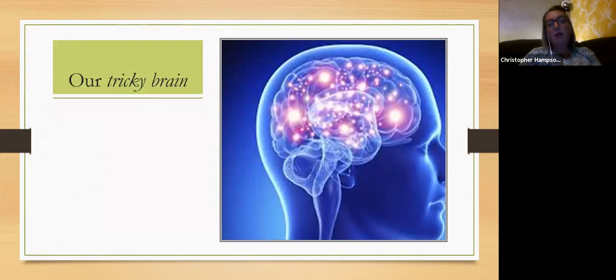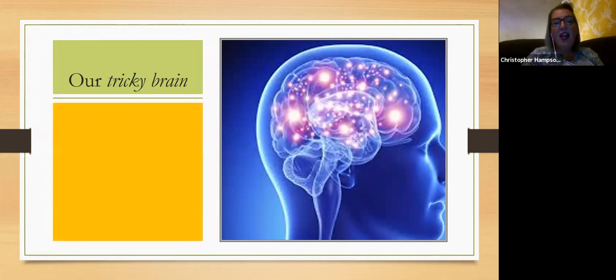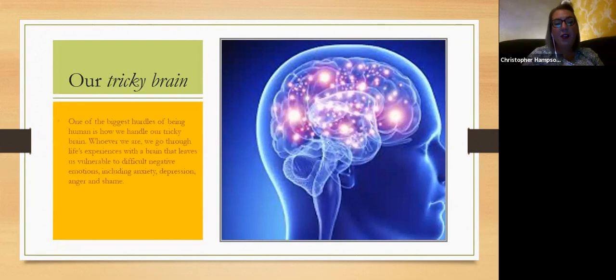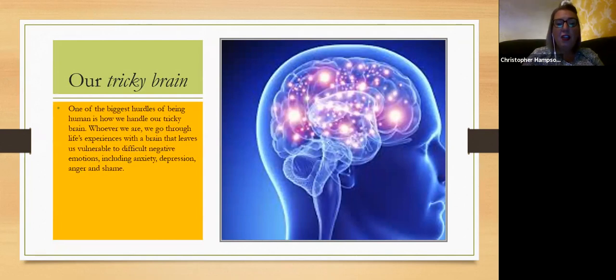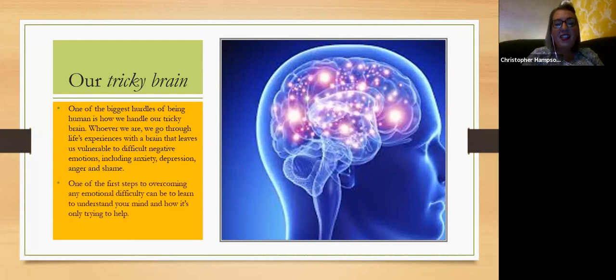One of the main terms that we use in CFT is the term, the tricky brain. We'll work with clients to explore and develop understanding of how their tricky brain works. One of our biggest hurdles of being human is how we handle our tricky brain. Whoever we are, we go through life experiences with a brain that leaves us vulnerable to difficult negative emotions, including anxiety, depression, shame, and anger. One of the first steps to overcoming any emotional difficulty can be to learn to understand your mind and how it's only trying to help.